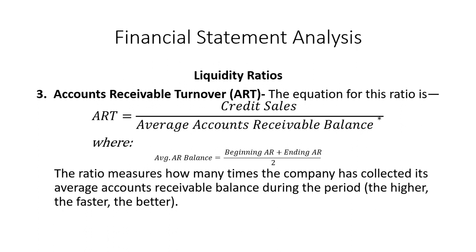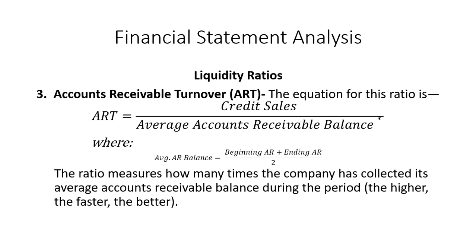And look what I have. For average accounts receivable, we're going to take the beginning accounts receivable, the ending accounts receivable, and put it all over 2. You're going to notice that in a lot of these ratios, in four of them, we use the average account balance. That means you take the beginning balance, the ending balance, and put it all over 2. And what does this ratio measure? The ratio measures how many times the company has collected its average accounts receivable during the period. The higher, the better, and faster. You want to collect your accounts receivable as many times as possible.